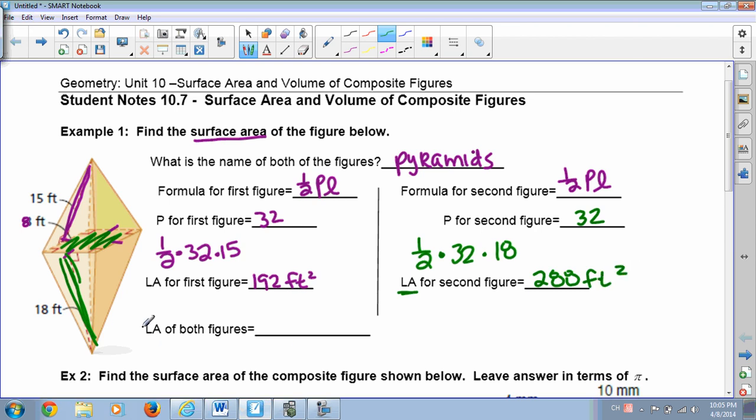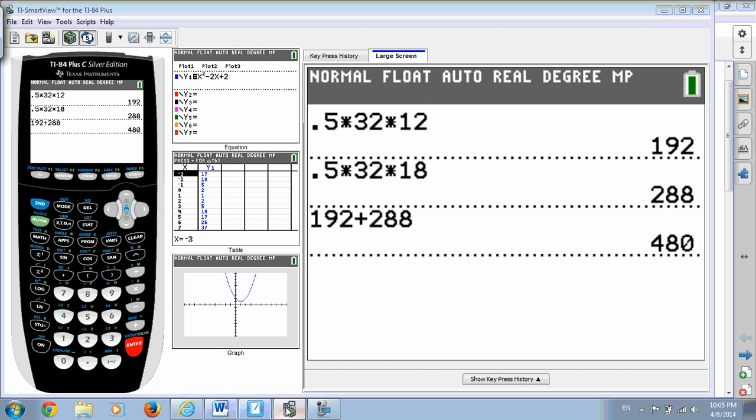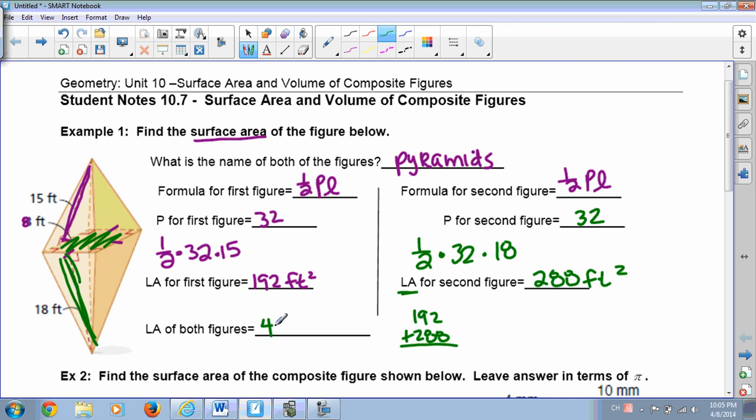And then it asks you to find the lateral area of both figures. So really we're just adding 192 plus 288 together to find the total lateral area. 192 plus 288 is 480. So the total lateral area of both of the figures is 480 feet squared. Remember, it's still squared because we're talking about surface area. Okay, but if it talks about volume, that's when we would use cubes.